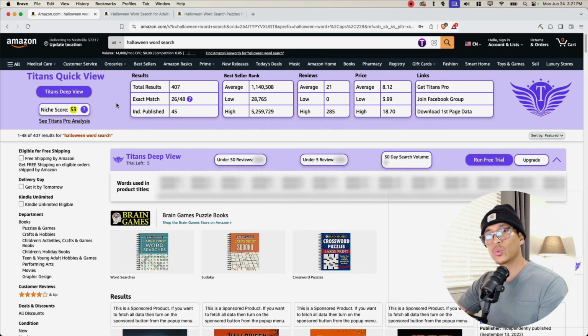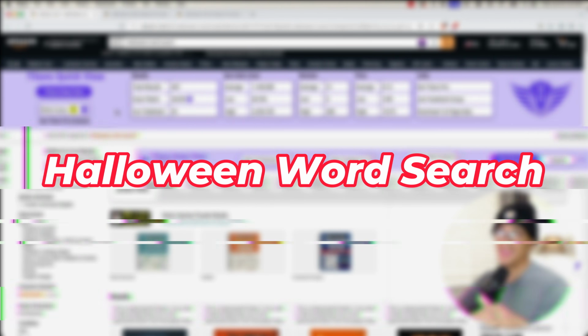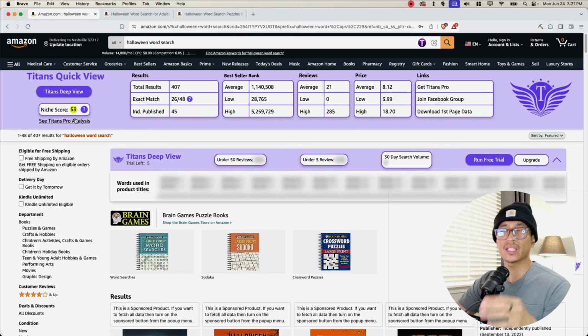Now, the next niche we have is the Halloween word search. And the first thing that you can see is that it has a niche score of 53, which is already pretty good, even though it's not even Halloween yet. And it has 407 results, so not very competitive.